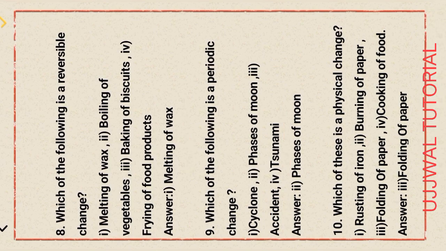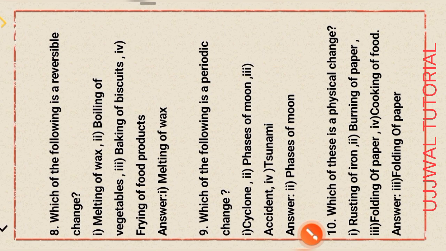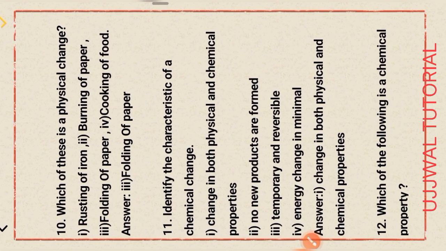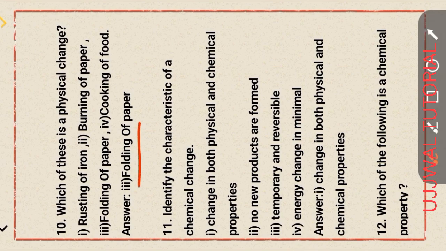Next, question number 10. Which of these is a physical change? Folding of paper. Folding of paper is a reversible physical change. But rusting of iron, chemical and irreversible change. Burning of paper, chemical and irreversible change. Cooking of food, chemical and irreversible change.